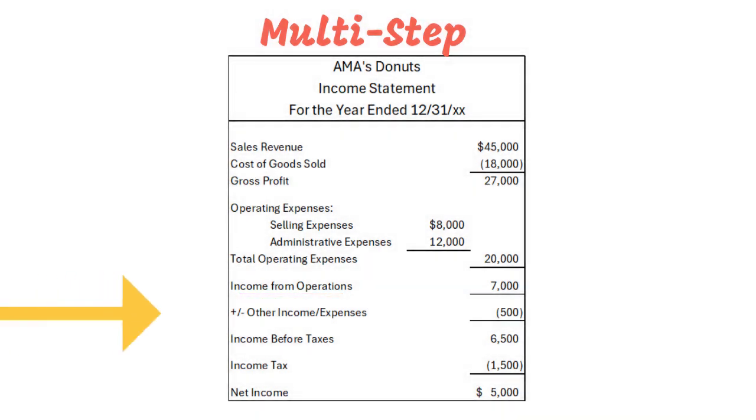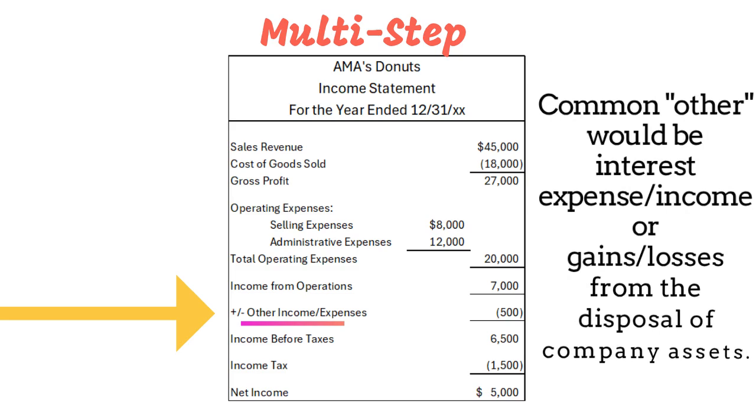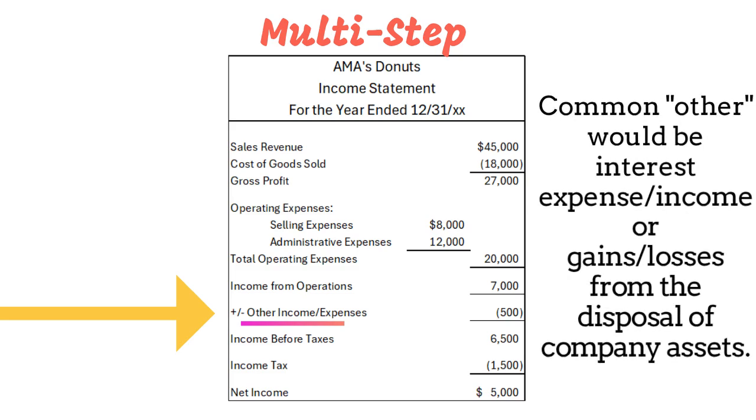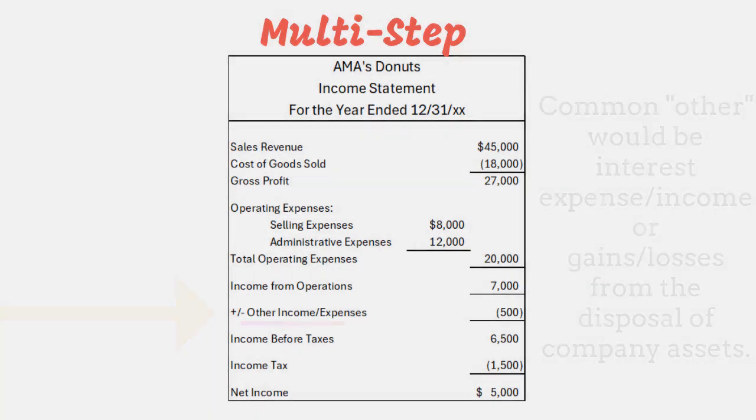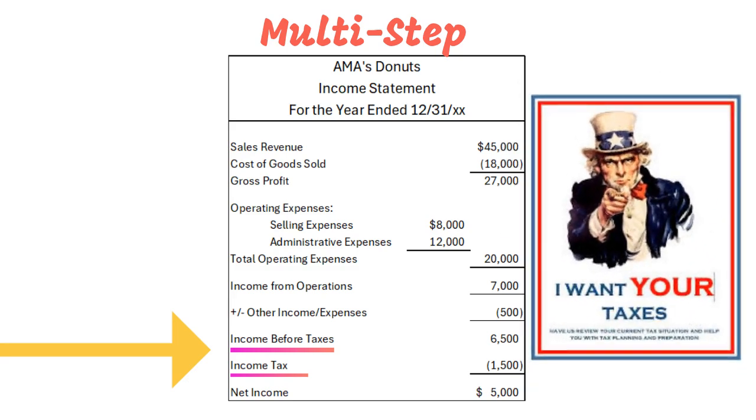Then we get into the other category, which includes income or expenses from non-operating, not core business activities, like interest income or expense, or gains or losses from selling capital assets. It's still related to our business, but it is not part of our core donut-making business, so it's classified as other. That leaves us at our next subcategory, income before taxes. Income taxes get their very own line item because it isn't a controllable expense. It is what it is, so the number gets reported on its own.